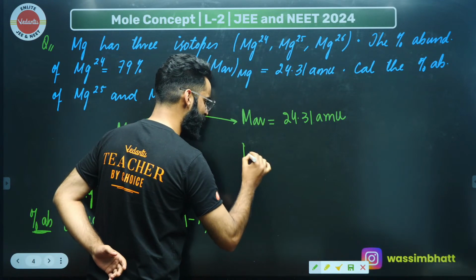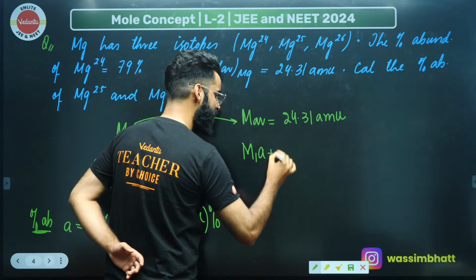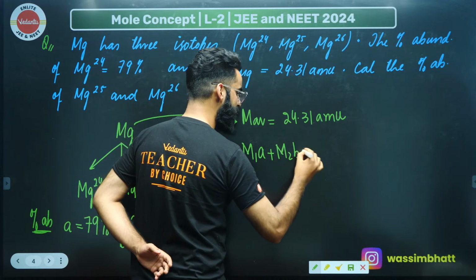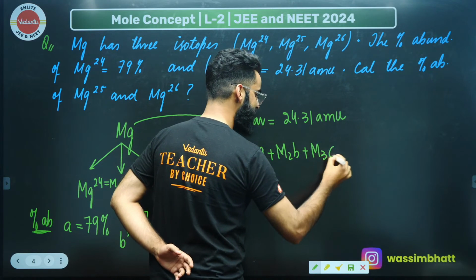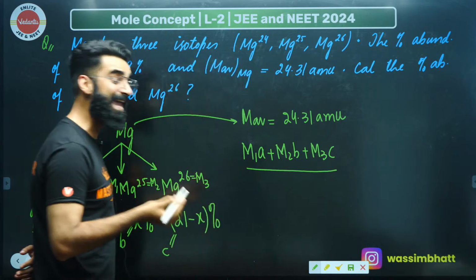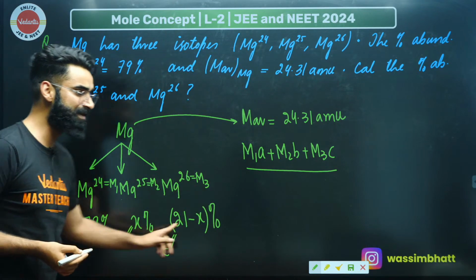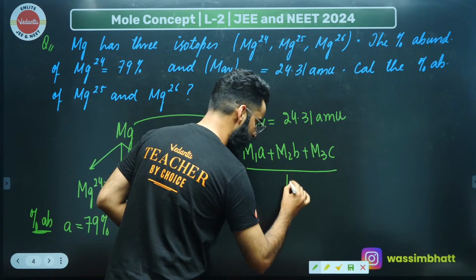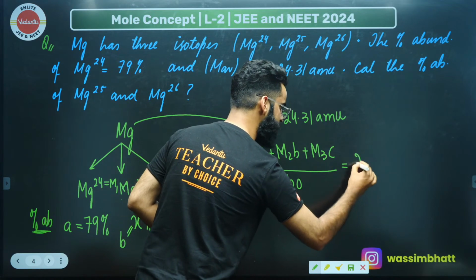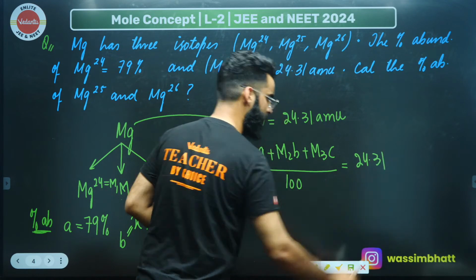Instead of MAV, can I write M1A plus M2B plus M3C divided by what? Divided by A plus B plus C. And A plus B plus C value is always equal to 100, you know it, right? And this value is equal to 24.31, yeah?